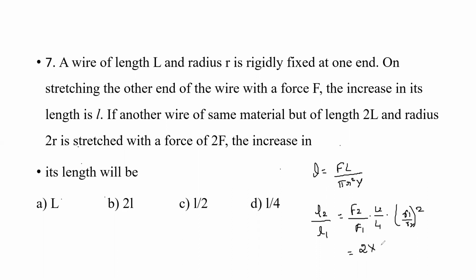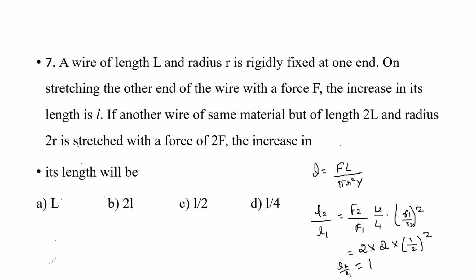The length is also doubled. Therefore, here also we will get only 2, into 1 divided by 2, its whole square. So 2 will get cancelled. We will get 2 by 2 again, which is nothing but 1. Therefore, we got l2 divided by l1 is equal to 1.